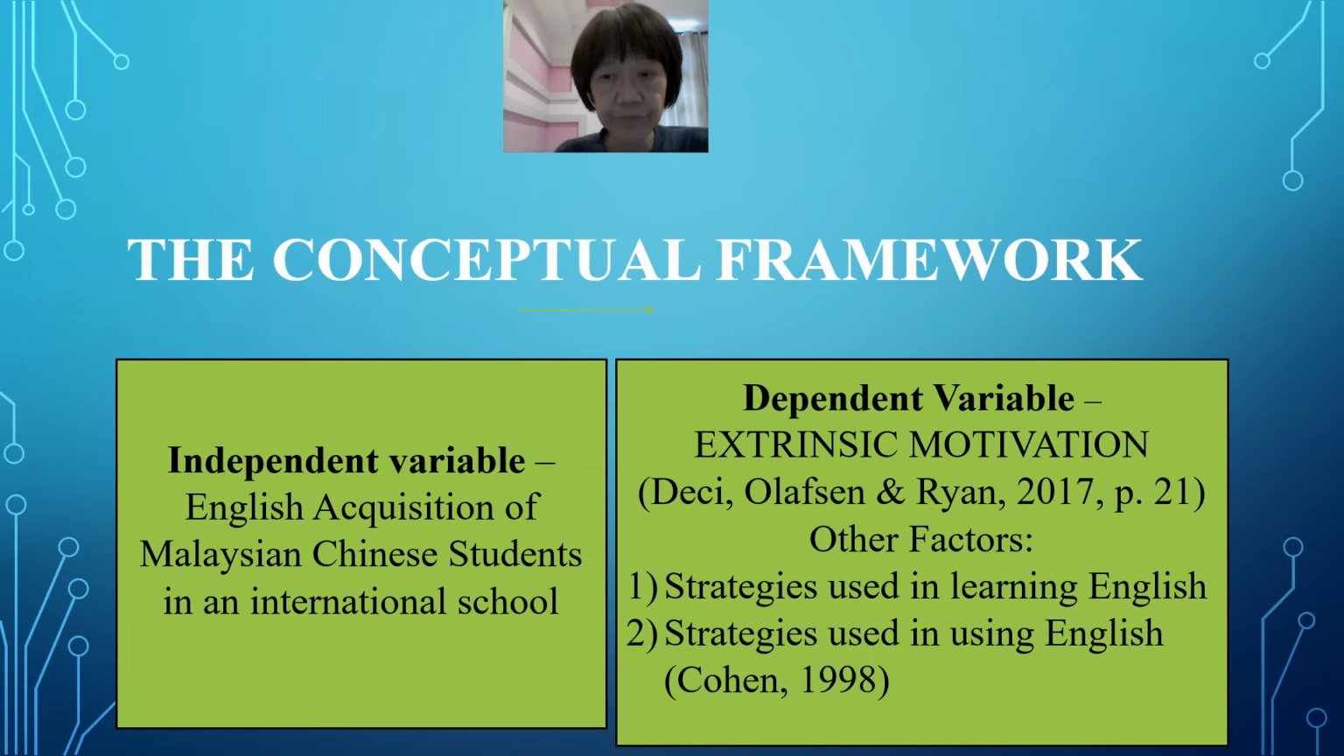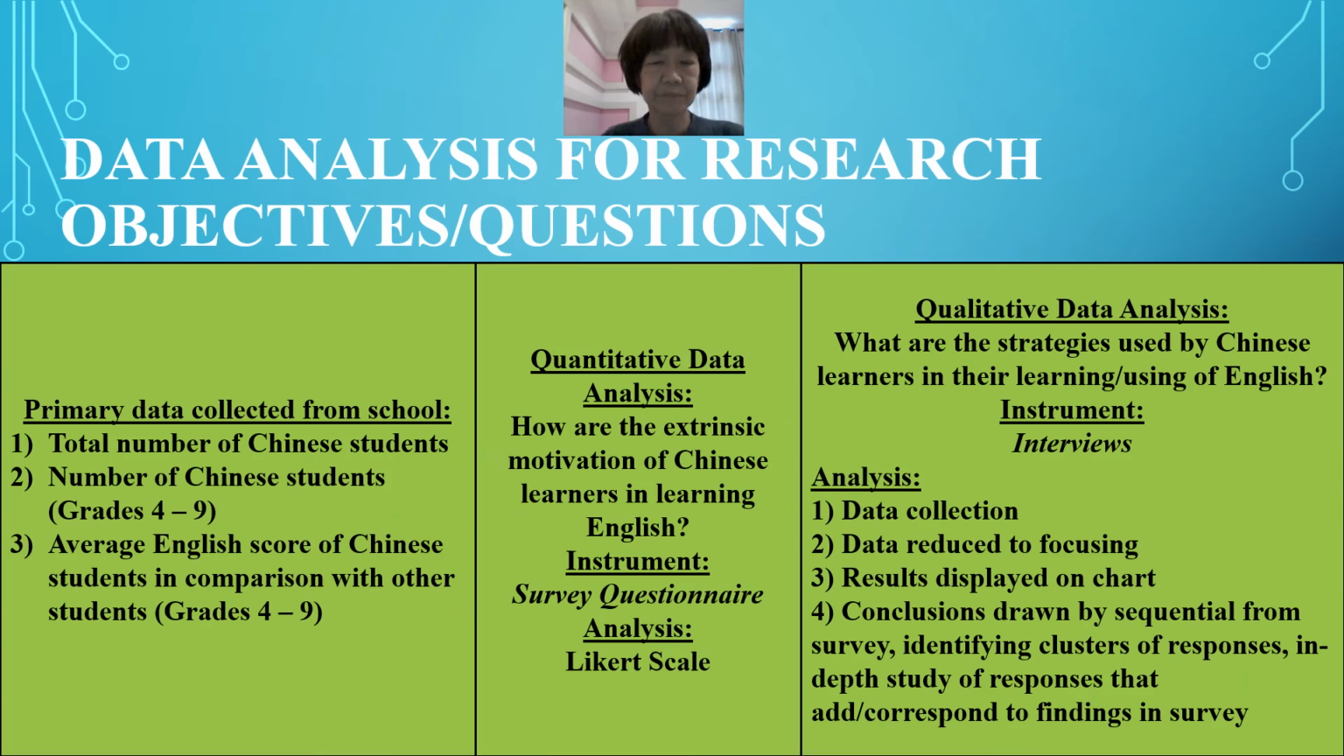The conceptual framework of my research would consist of the independent variable, which is English acquisition of Malaysian Chinese students in an international school, and the dependent variable making up of the extrinsic motivation, as well as other factors which include the strategies that students use in learning English, as well as the strategies that they use in using English. The data analysis for the research objectives and questions will be based on the following.